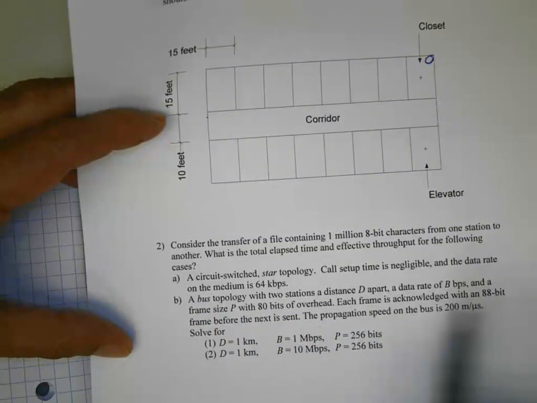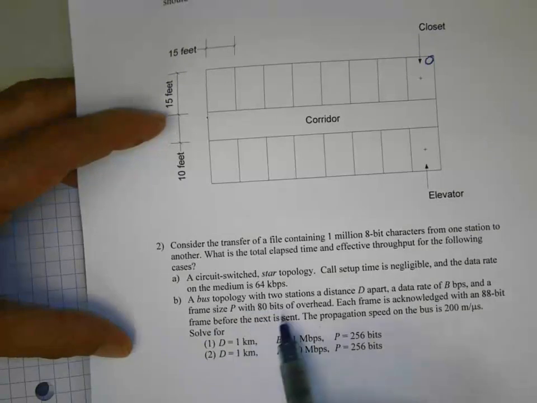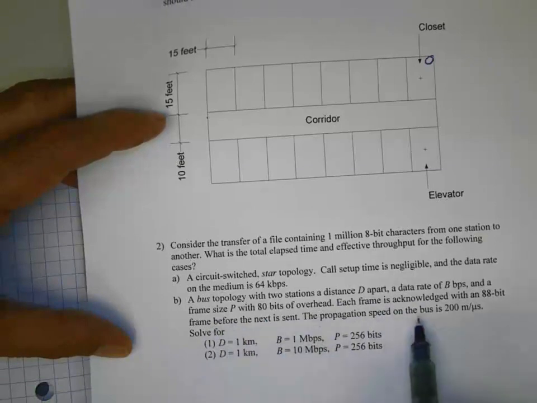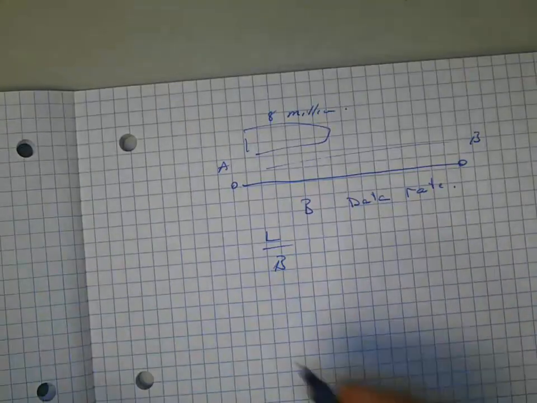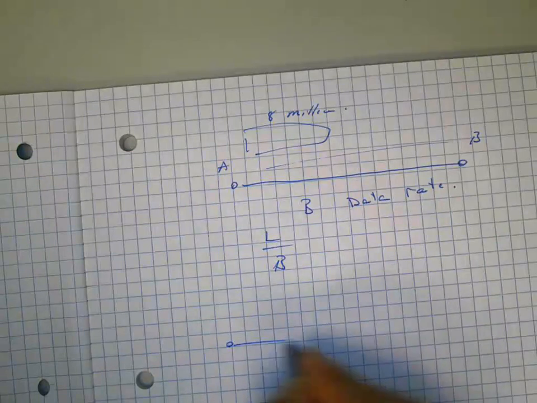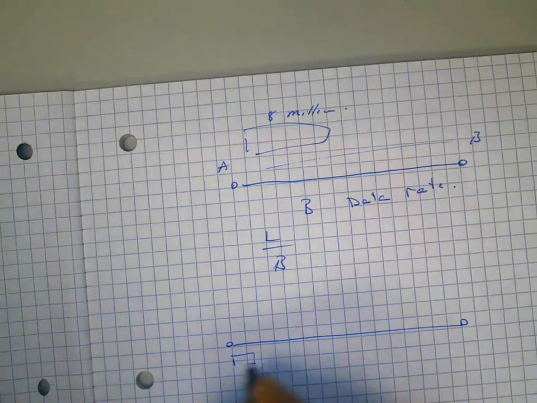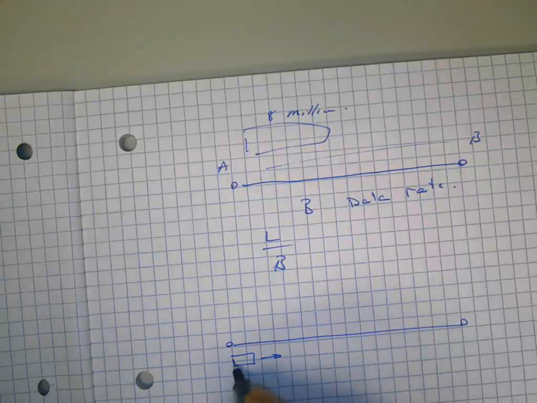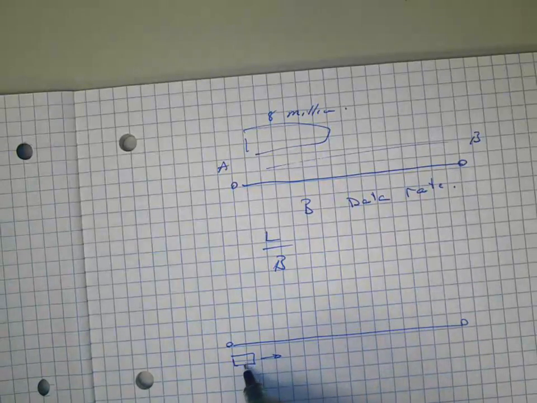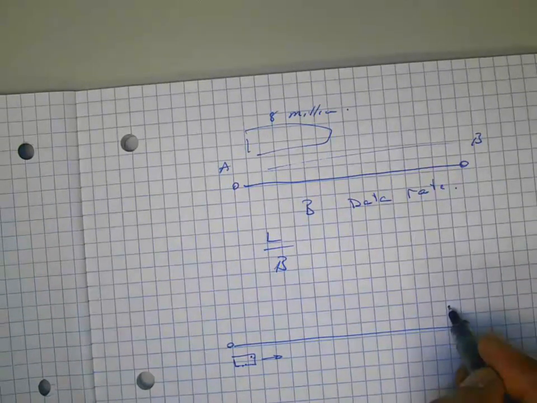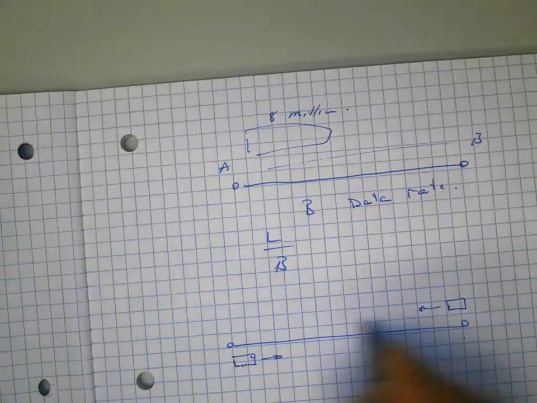Then a data rate of b bits per second and a frame size p with 80 bits of overhead. Each frame is acknowledged with an 88-bit frame before the next is sent. The propagation speed on the bus is this much. So this is very straightforward. So you have a bus topology, all right? If you send a packet, the time it takes to deliver this packet means transmission time plus propagation time, and then you have an acknowledgement packet that has to come back.